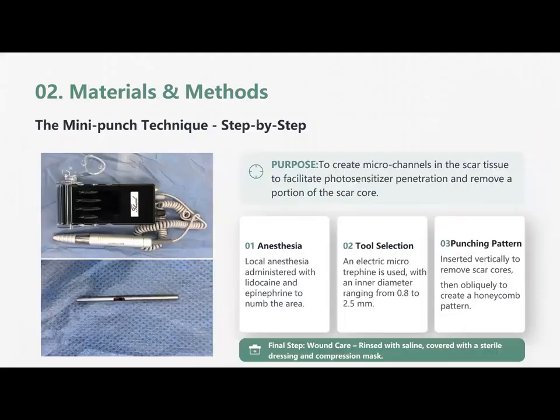The mini punch technique entails the utilization of a small electric punch to form microchannels within the scar under local anesthesia. Vertical punching is performed to excise the core of scar tissue, followed by oblique punching to generate a honeycomb pattern. This approach not only eliminates a certain amount of scar tissue, but also establishes pathways for the PDT drug.